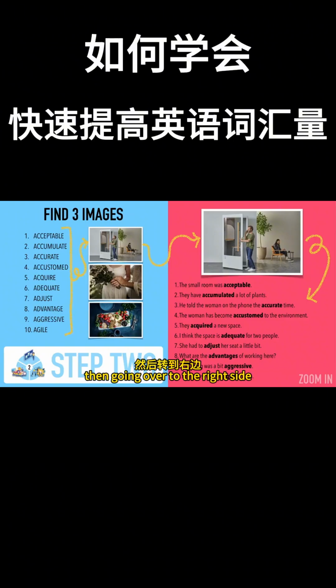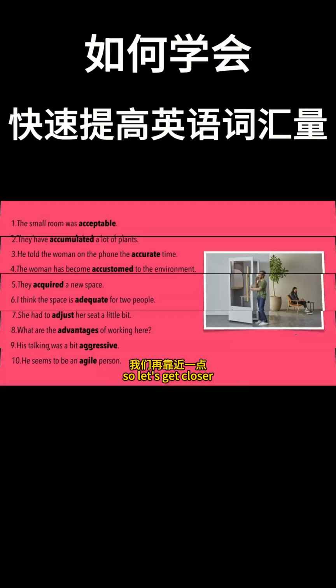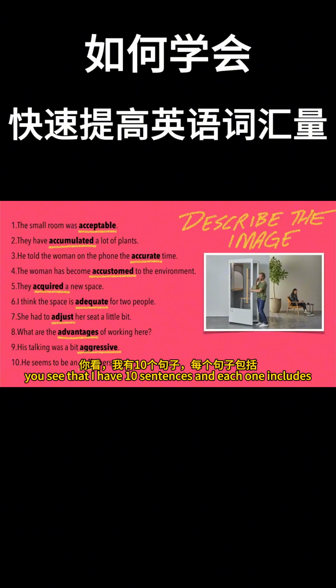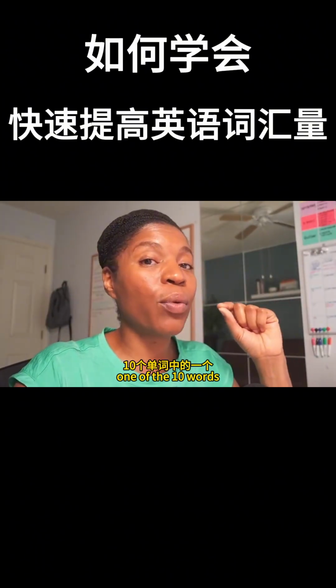Then going over to the right side, you'll see that I've chosen one of the images just to show you, and I've made 10 sentences about the image using the 10 words. So let's get closer, okay? Now again, describe the image. So you see that I have 10 sentences and each one includes one of the 10 words.